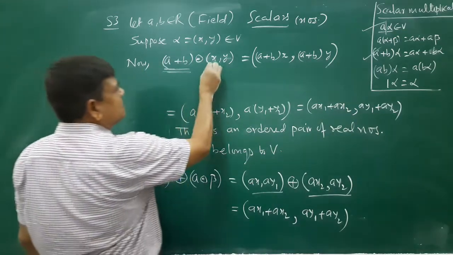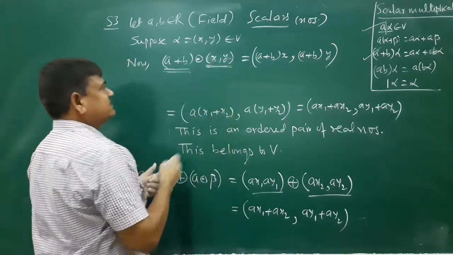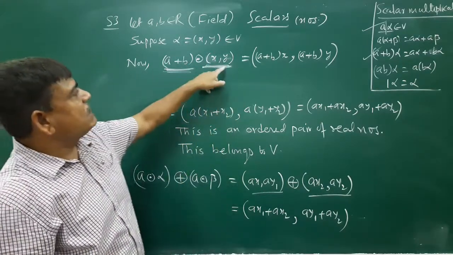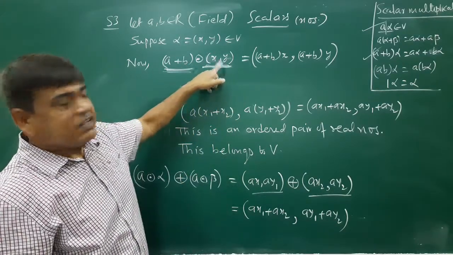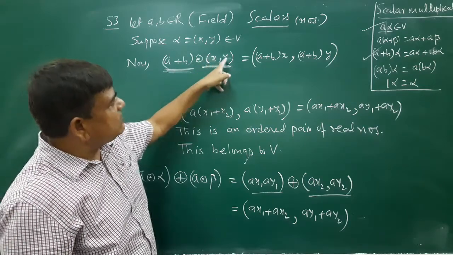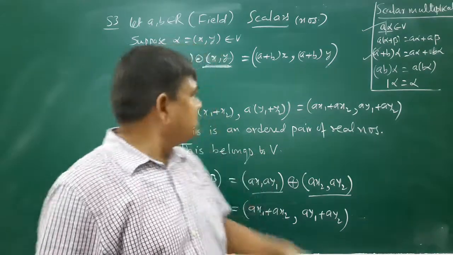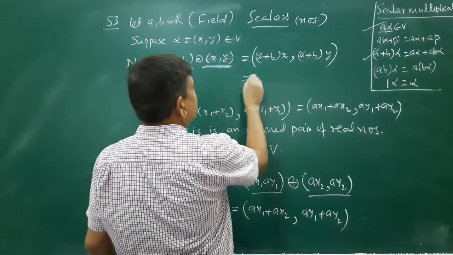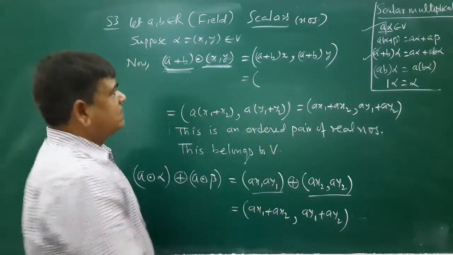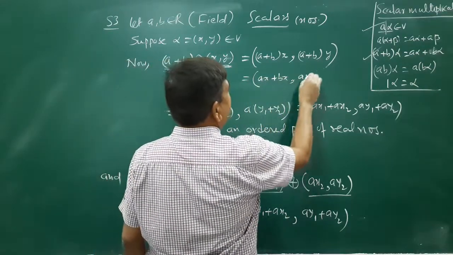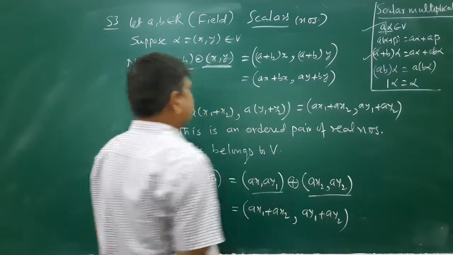Think of it like this: this is a matrix and this is a number. So 2 is multiplied by the matrix. So 2 will be multiplied by this as well as this. Keep this in mind. Then this is ax plus bx, ordinary multiplication, ay plus by. Finished.